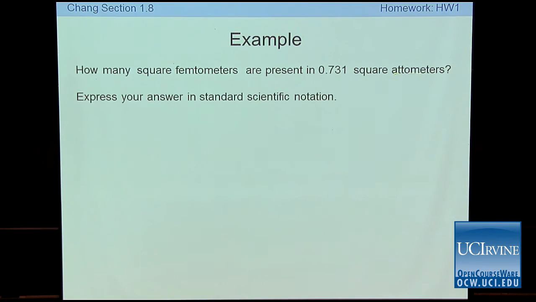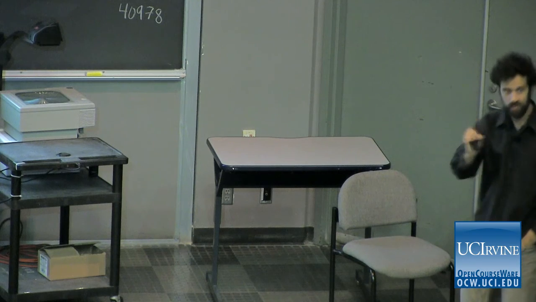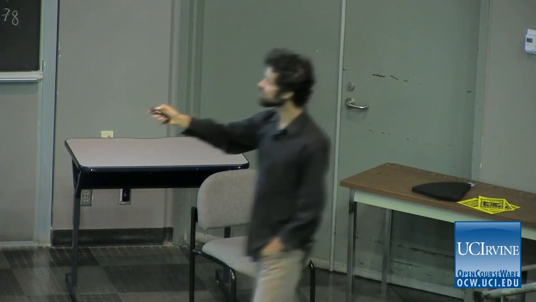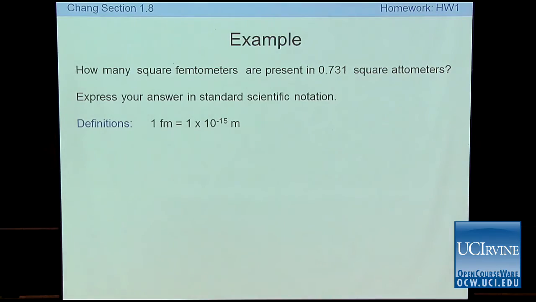This is a little bit of an oddball. You don't have to remember attometers. I just throw it in there so you know that it exists. Okay, so the interesting thing here is this is a square. This is an area. Okay? So let's look at that carefully. The definition of a femtometer is 1 times 10 to the minus 15. And the definition of an attometer is 1 times 10 to the minus 18.